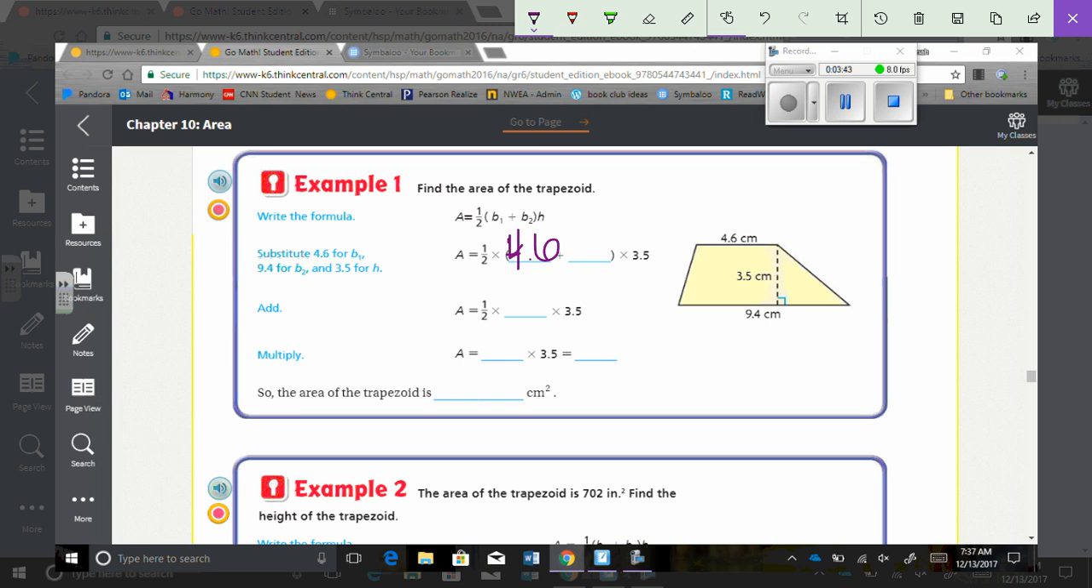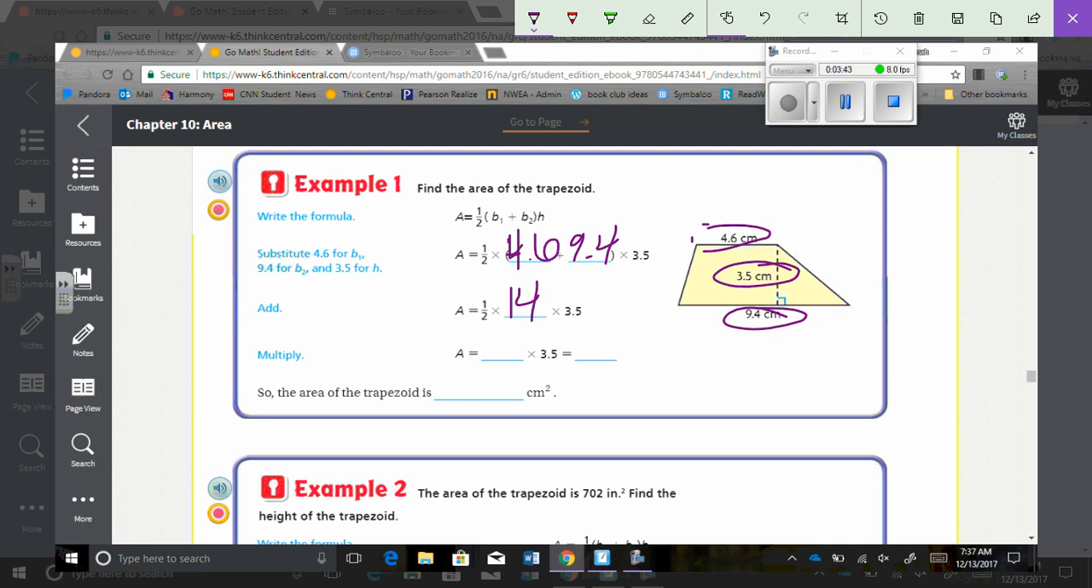So we're going to substitute 4.6, or 4 6/10, for base 1. That's right here. And then we're going to substitute 9 4/10 for base 2. And we put in the height, which is 3 5/10. Then you're going to add 4 6/10 and 9 4/10, which will give you 14. You're going to multiply that by 3 5/10.